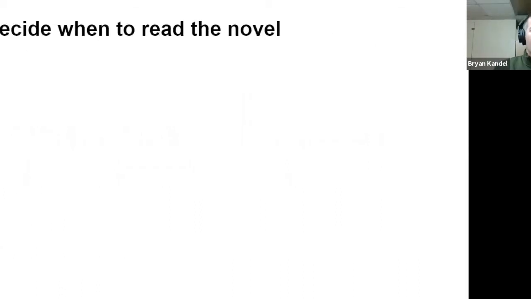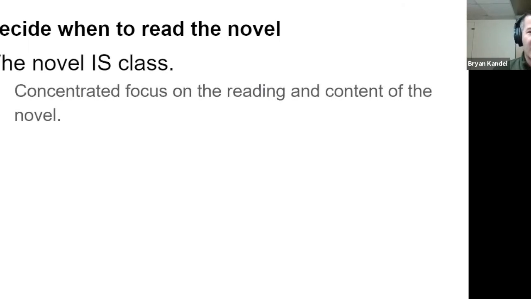All right, so after we choose a novel, number 2 is decide when to read the novel, or maybe how long to read the novel. A couple options here. One is that the novel is class. This usually means it's going to be a shorter amount of time that we read it. So the novel is going to basically be most of what we do for the next 3 weeks or the next month, or even a quarter. Sometimes a novel can be a whole 9 weeks or whatever. So that's going to be our concentrated focus, the content of that novel.